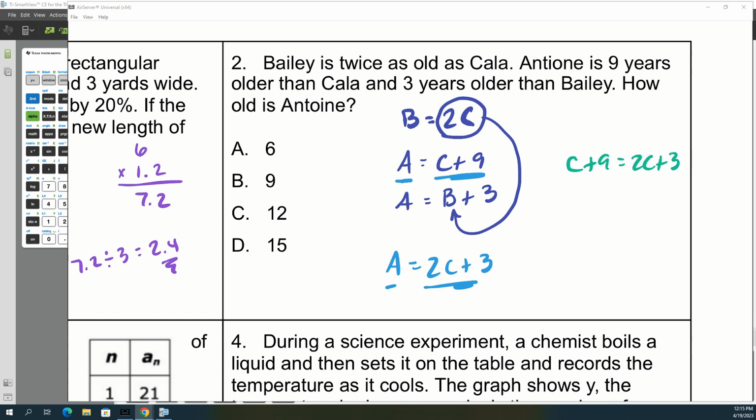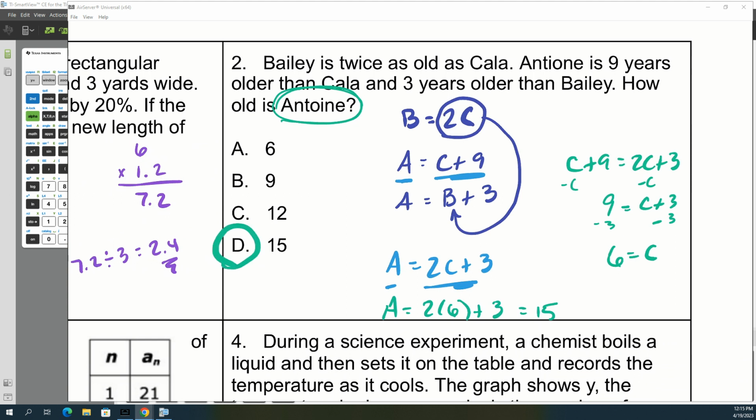That is not going to be the answer to the question though. But when I solved for C, I got my C's together. I'm going to move the 3 over. So C is 6. Kayla is 6 years old, which is an answer choice. That is not the answer. We want to know how old Antoine is. So I would take that C and put it in for C, and that's going to be 12 plus 3, which is 15 years old.